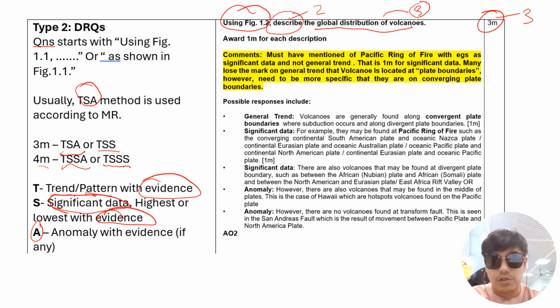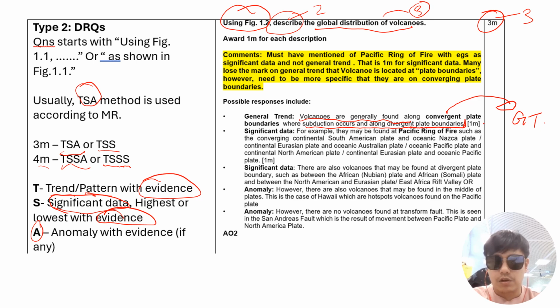Let's look at the sample questions. So the general trend, for those of you who are not doing the tectonics, it's okay, we are learning about the skills right now. So volcanoes are generally found along convergent boundaries. That is the general trend. Along convergent boundaries where subduction occurs, and divergent as well. So this will actually give you 1 mark because you are citing.